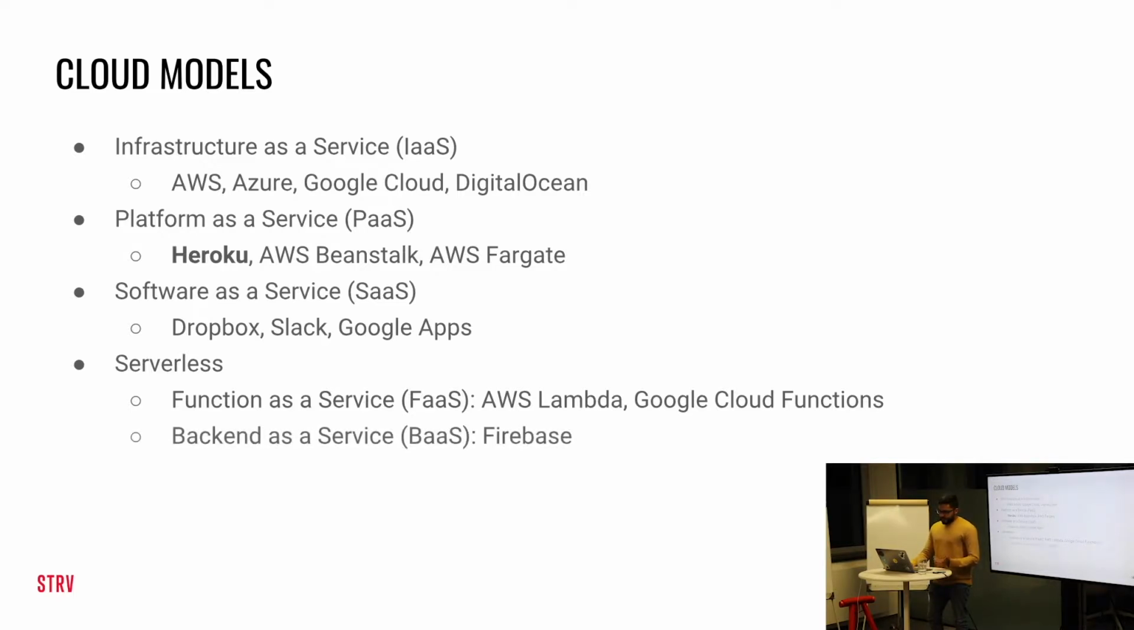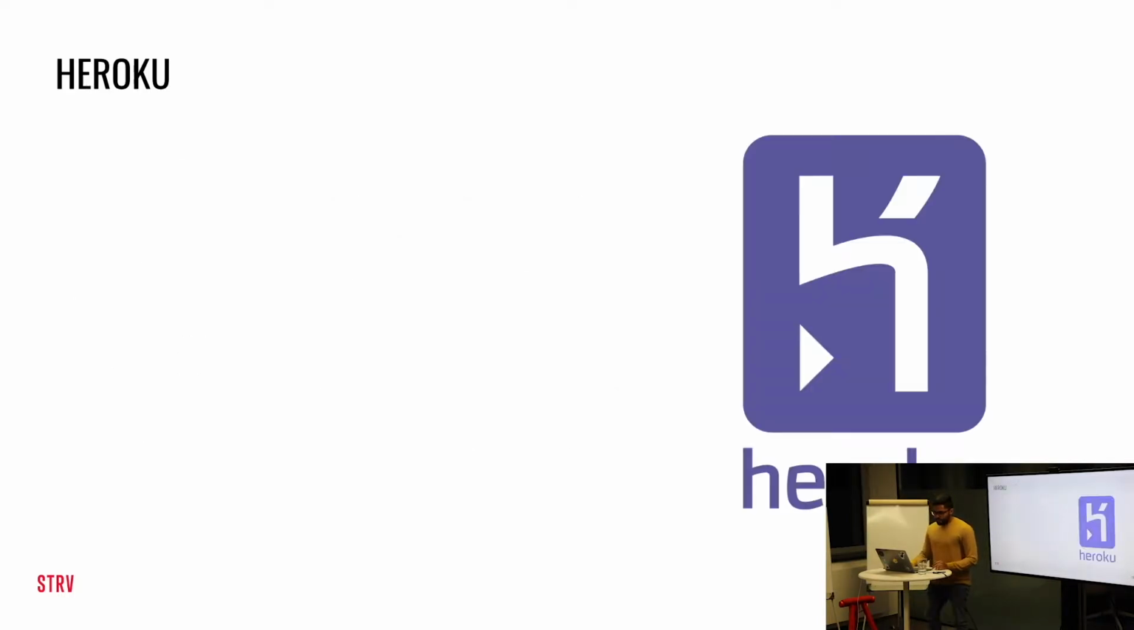And then we have backend as a service, and I think the greatest example is Firebase. I don't know if you remember an old backend as a service called Parse, but they made it very bad. That's why I didn't put it here. But Firebase, I think, is the greatest backend as a service that we have so far. So yeah, that's all the cloud models.